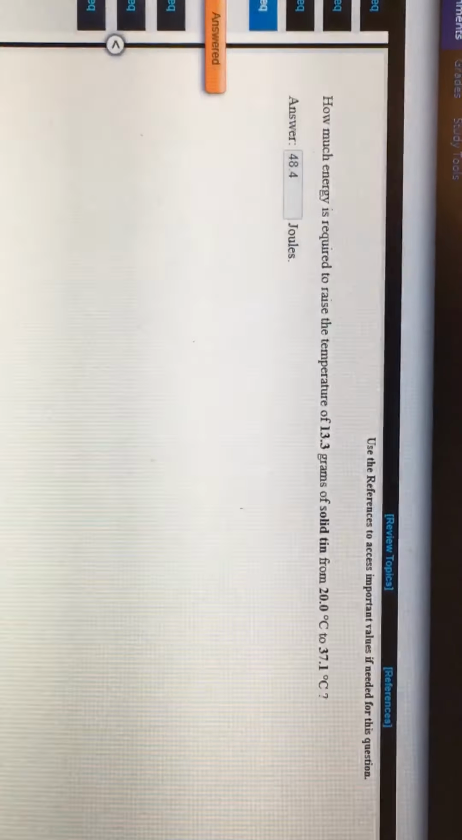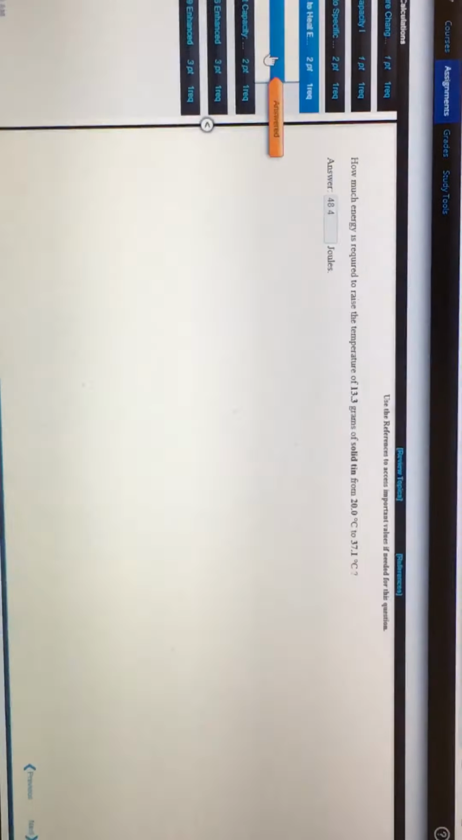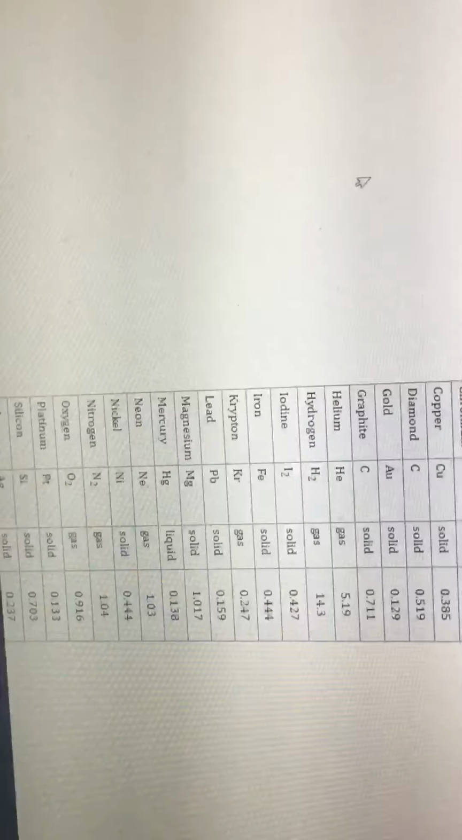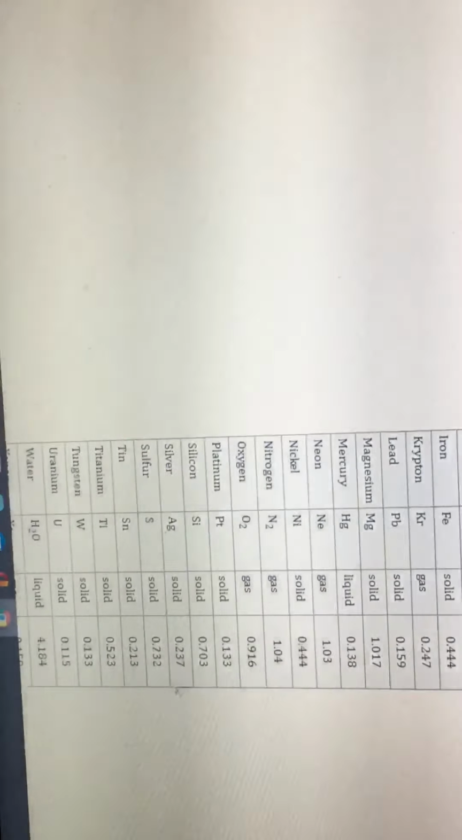If you look back at the question, it says 13.3 grams of solid tin. Now that's the thing we have to notice. It gives us the material, and now that we know the material, we're able to find out the specific heat. So what you're going to want to do is go to this tab right here that says References, and go to General Chemistry Tables. It's going to open up, and then you're going to go to Specific Heats right here. And since it told us that the one we're looking for is tin, we're going to find tin. There it is right here, tin.